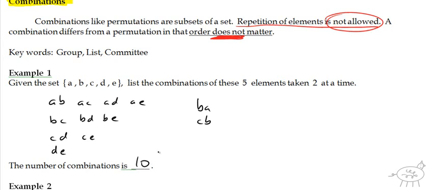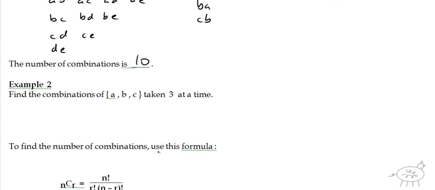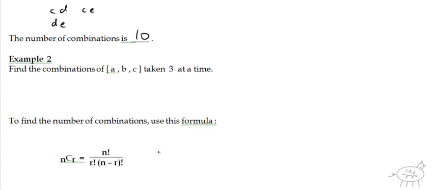Okay? So let's look at number 2. Find the combinations of ABC taken 3 at a time. Well, how many ways can I arrange ABC? There's only one way, right? It's just ABC. I mean, if I say CBA, order doesn't matter. So CBA and BAC and CAB, they're all the same because order doesn't matter. So the number of combinations is 1.